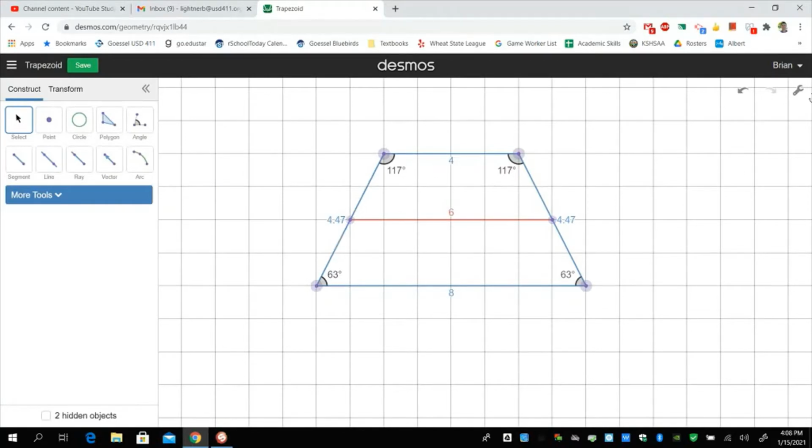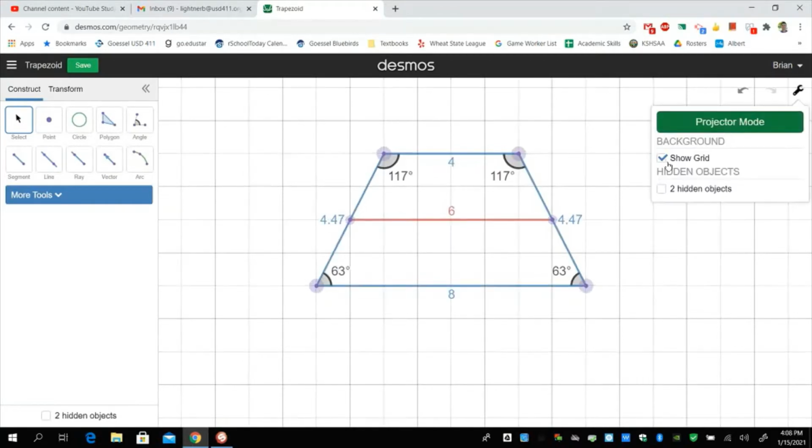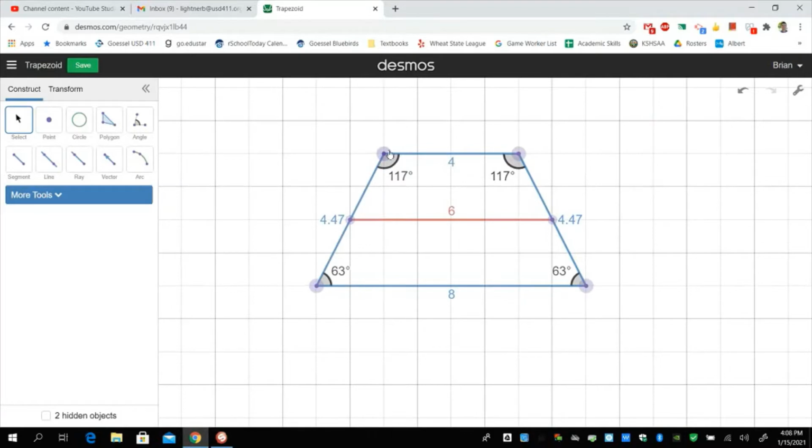This is what a trapezoid looks like. Let me make it a little bit darker for you. So you notice we have one set of parallel sides, the top and bottom. Okay, when you get two sets of parallel sides, that creates a parallelogram. So one set of parallel sides is referred to as a trapezoid.